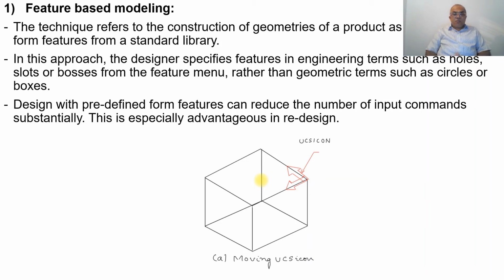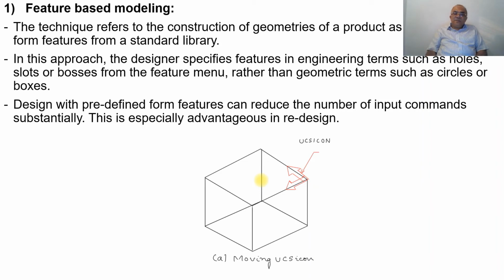Design with predefined form features can reduce the number of input commands substantially. That's what I was discussing: if you go for a circle, you create a circle, then extrude it, place that cylinder at the location where you want to create a hole, and then subtract it from the big solid block, the smaller material being removed. By doing so, you end up using a lot of commands.